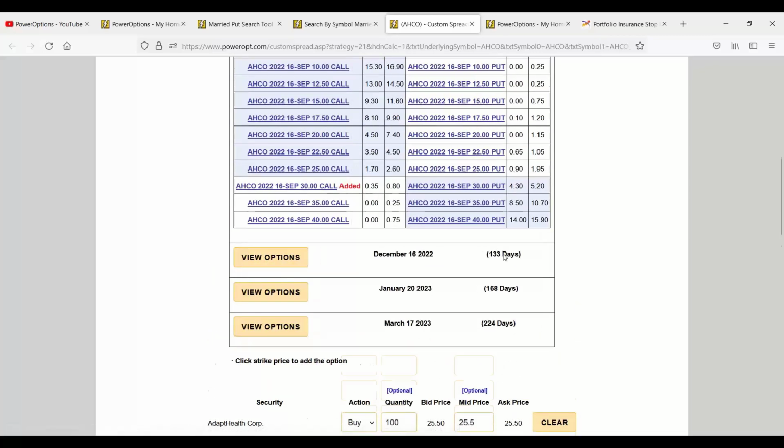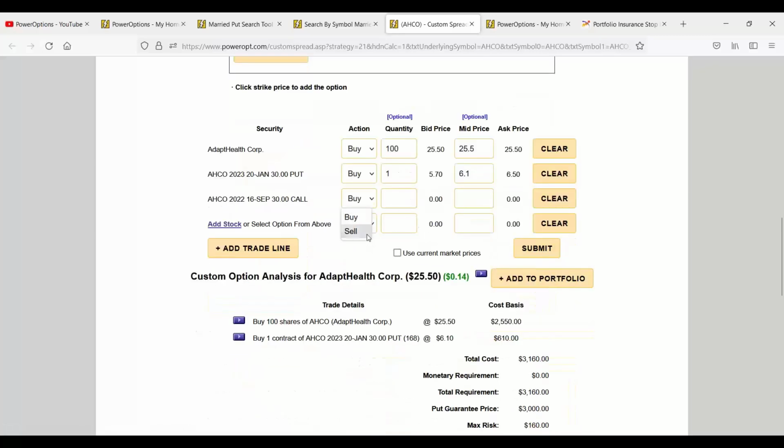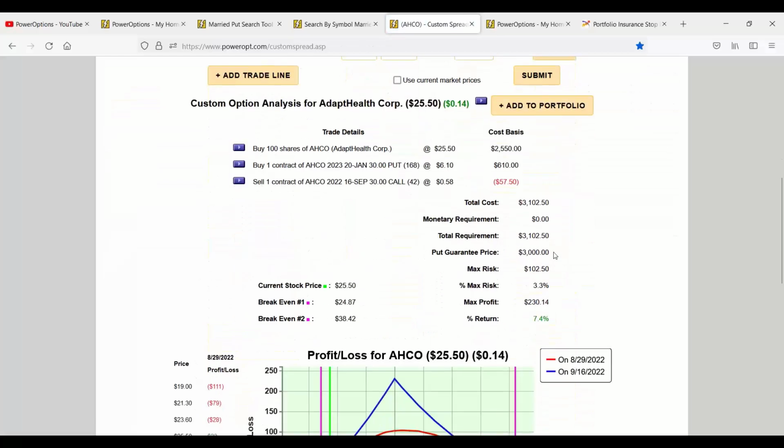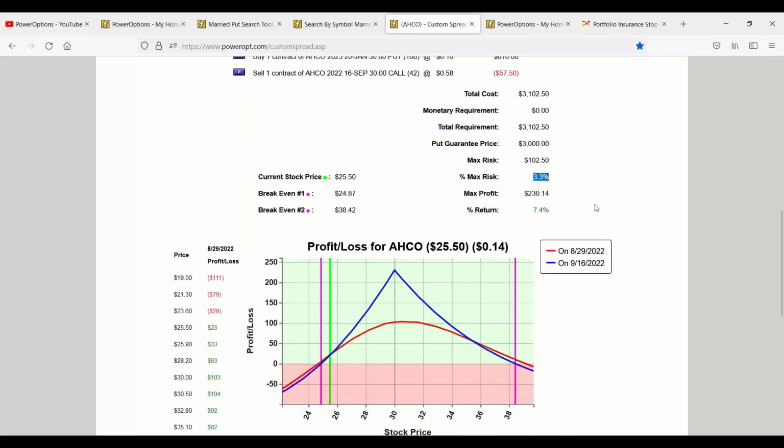So if I sold the September 30 call now, and again, I wouldn't. I would wait for the stock to move up to get a better premium following the guidelines in the blueprint for this particular income method. But yes, I reduced the risk down to 3.3%. And the max return is 7.4% if the stock's trading right at the short call strike price at expiration. No guarantee I'm going to get that midpoint with that wide of a spread. Okay? So that's the basic structure.